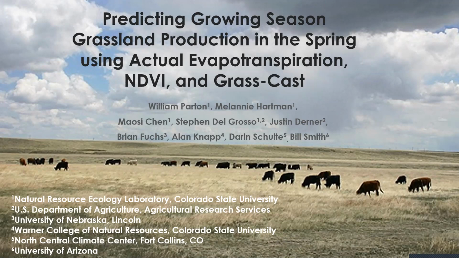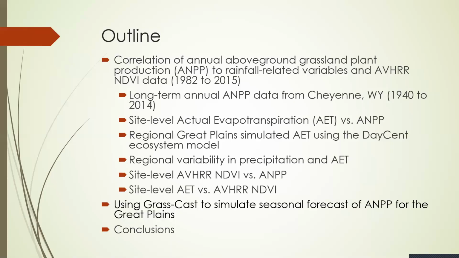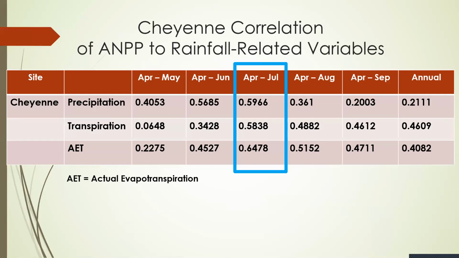Okay, let's go forward. I'm going to go through these three data sets, the three legs of my stool, and show how we use them to develop the correlations of actual evapotranspiration to plant production, actual evapotranspiration to NDVI, and then how we put that together to make these forecasts, the GrassCast forecasts. Next slide.